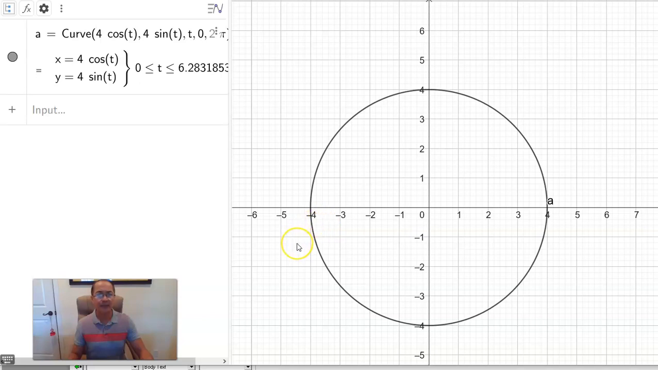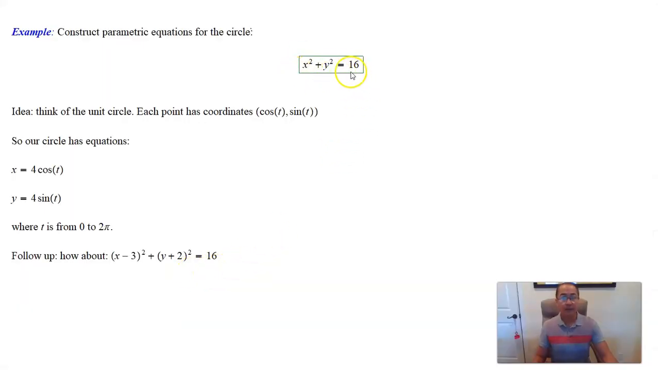But as a bonus, let's see what happens if you shift the circle. All right, so we can move this circle around the plane. What if we change the equation to x minus 3 squared plus y plus 2 squared equals 16? Okay, so that just means that the new center is going to be at positive 3 and negative 2. So I hope you remember that, x minus h squared, y minus k squared, the center is at h, k. All right, so that means that I want the x coordinate to shift 3 units to the right and the y coordinate to shift 2 units down, okay?